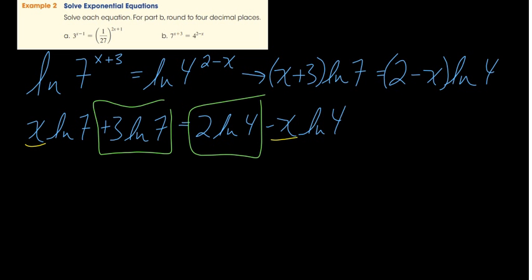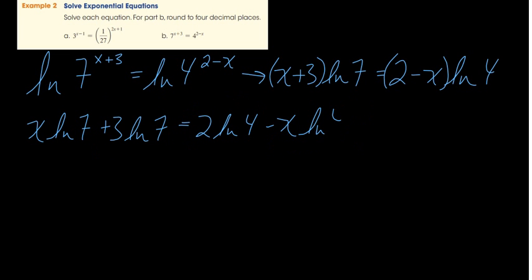Okay, so I'm going to go ahead and add x natural log of 4 to both sides, because obviously this is a minus, so I'm going to have to add it to get rid of it. And then I'm going to simultaneously subtract 3 natural log of 7. Okay, so here we go.